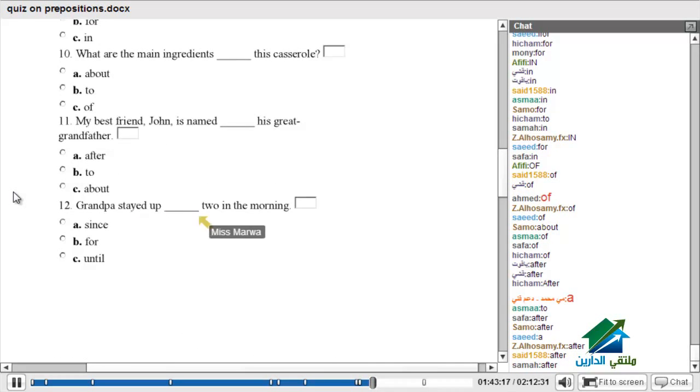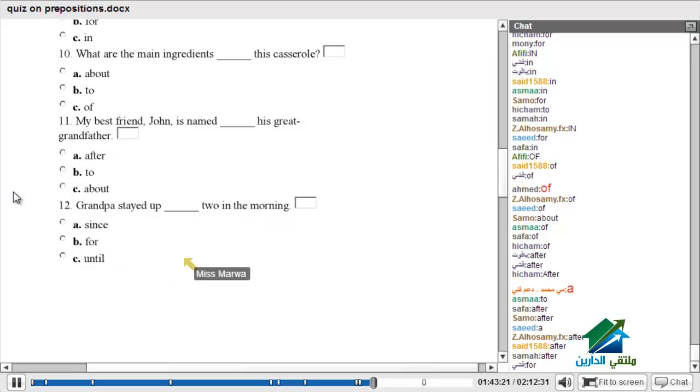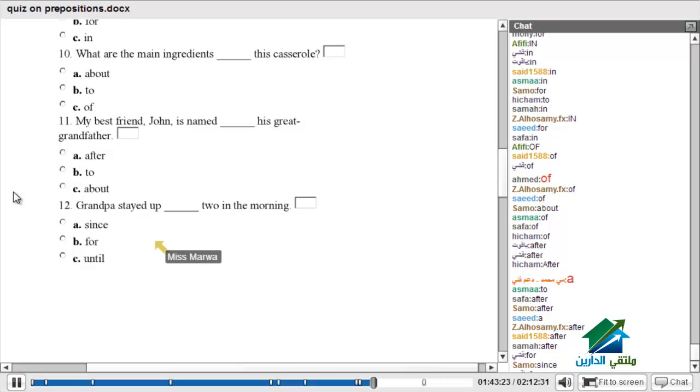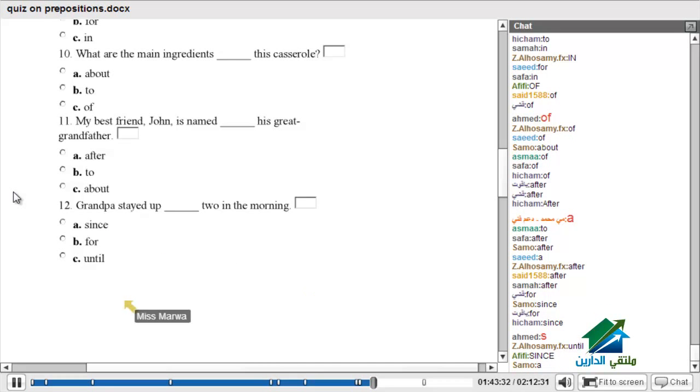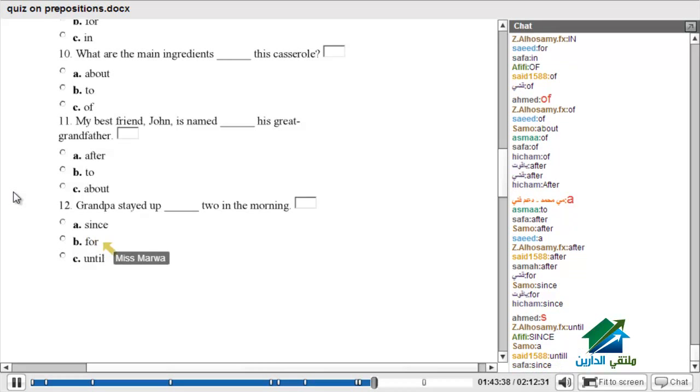Grandpa stayed up since, for, until 2 in the morning. Number 12. Until. Yes, this is the right answer. Grandpa stayed up until 2 in the morning.